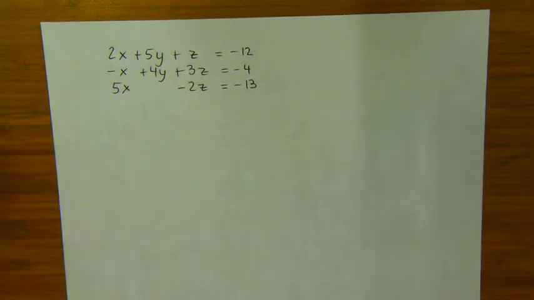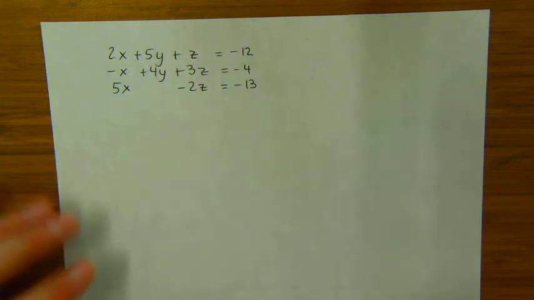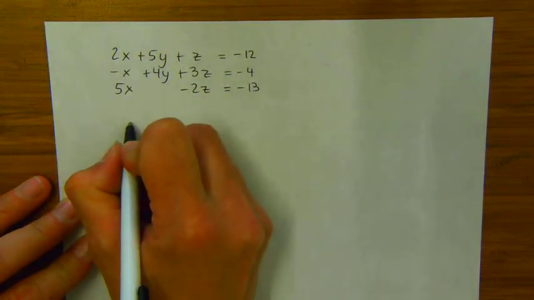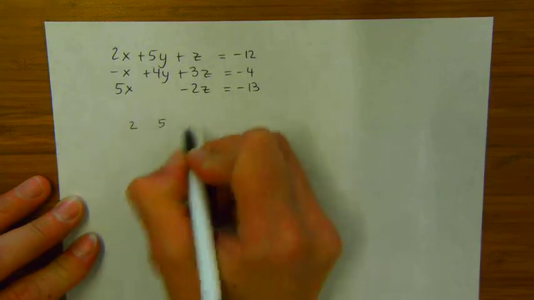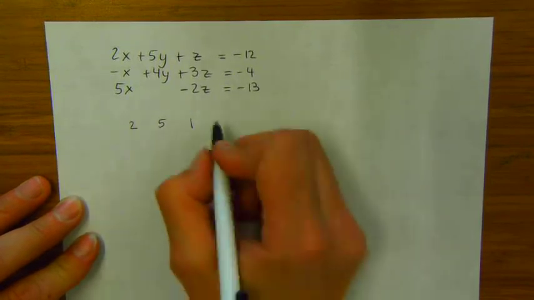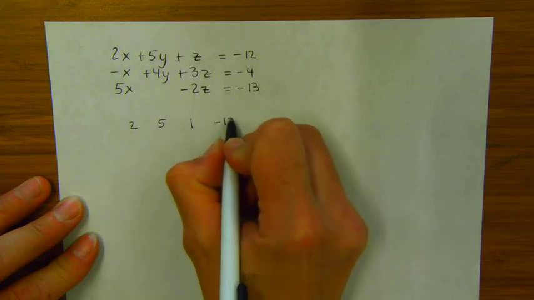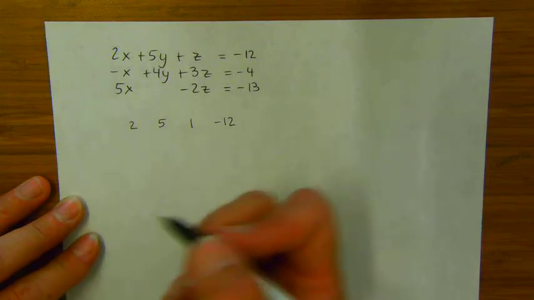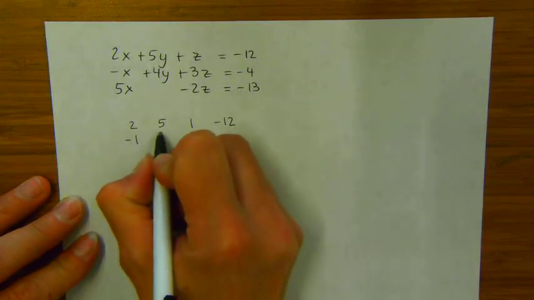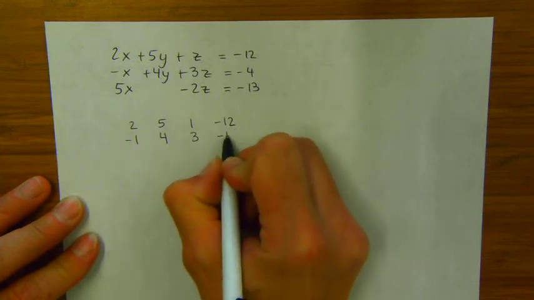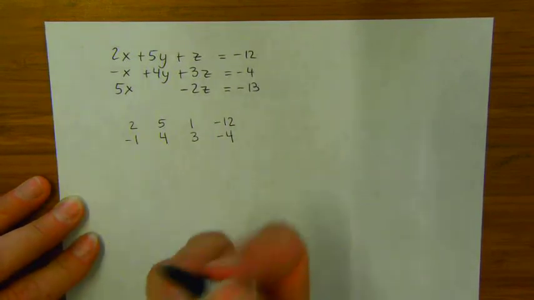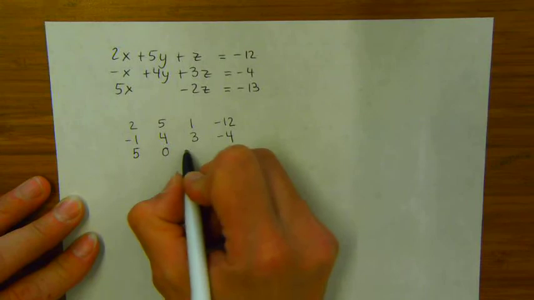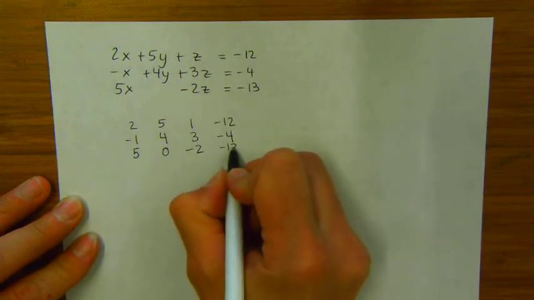We're going to change the system of equations to matrix form and then solve it. So we're going to just take the coefficients. The first coefficient is 2, the second one is 5, the next one is 1, and then the answer is negative 12. So this is our first row. Then our coefficients for the second equation are negative 1, 4, 3, and negative 4. And then our third equation has a 5x, no y, a negative 2z, and negative 13.